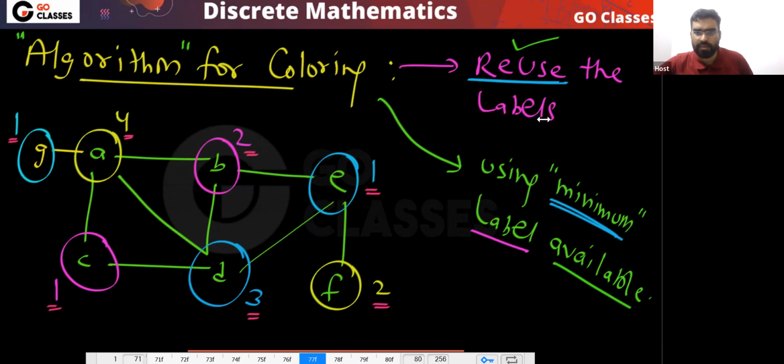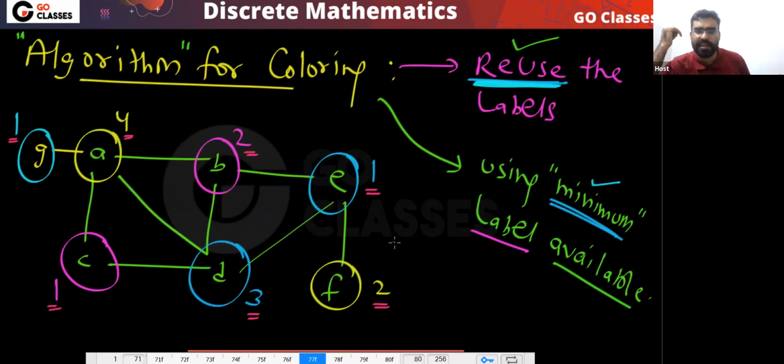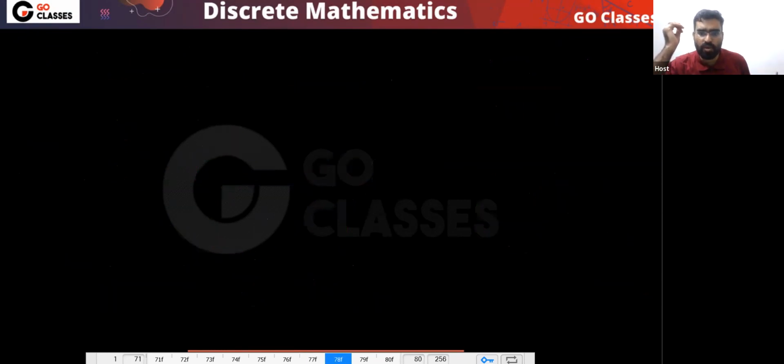Does anyone have any doubt? Let me know. So basically, this is the algorithm, an automatic procedure. What will it do? It will use the minimum color available. Very simple. Basically, we are reusing the colors. This algorithm is basically the greedy algorithm. If you notice, you are greedy. You want to use the minimum amount. So this algorithm is called the greedy algorithm.